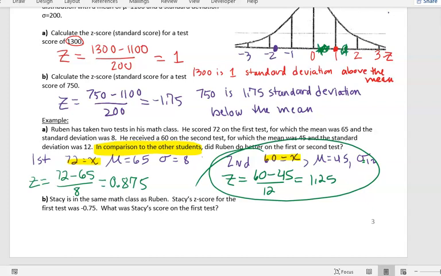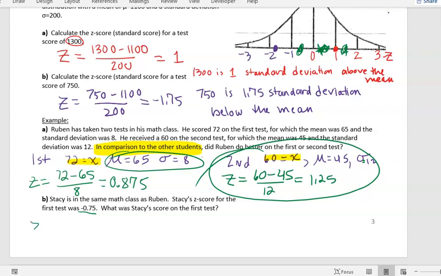Stacy is in the same math class as Ruben. Stacy's z-score for the first test was negative 0.75. So Stacy is somewhere over here. What was Stacy's score on the first test? Now, I know that if her z-score is negative and she took the same test as Ruben with the average of 65, that means her score should be somewhere below 65.